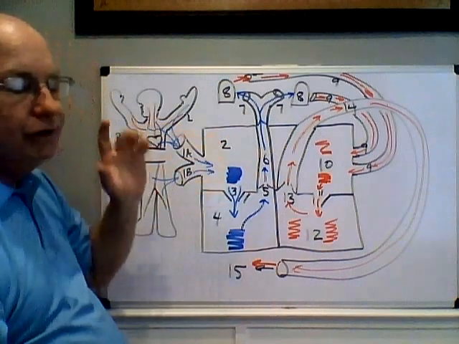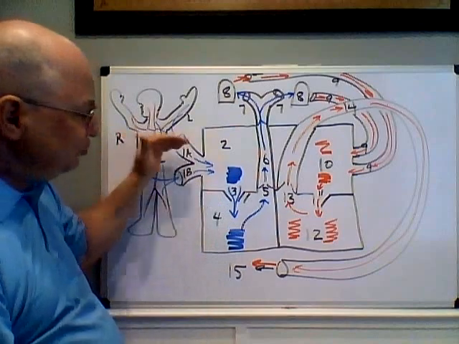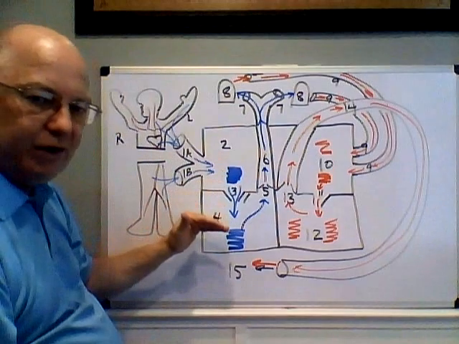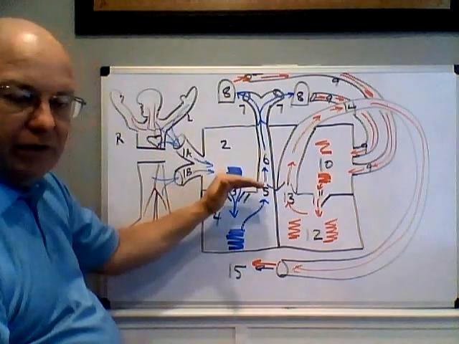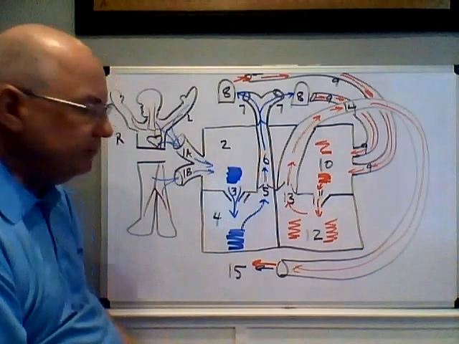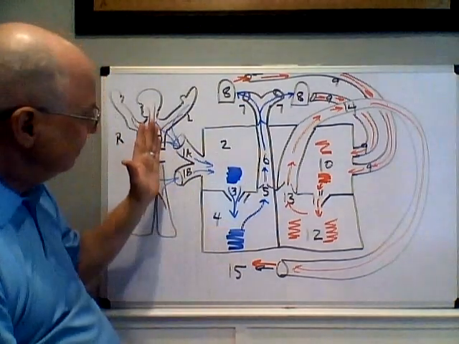I'm sorry, that was a mistake. Superior and inferior vena cava, right atrium, tricuspid valve, right ventricle, aortic valve. My goodness. I'm just screwing that up. Anyway, let's do it again.